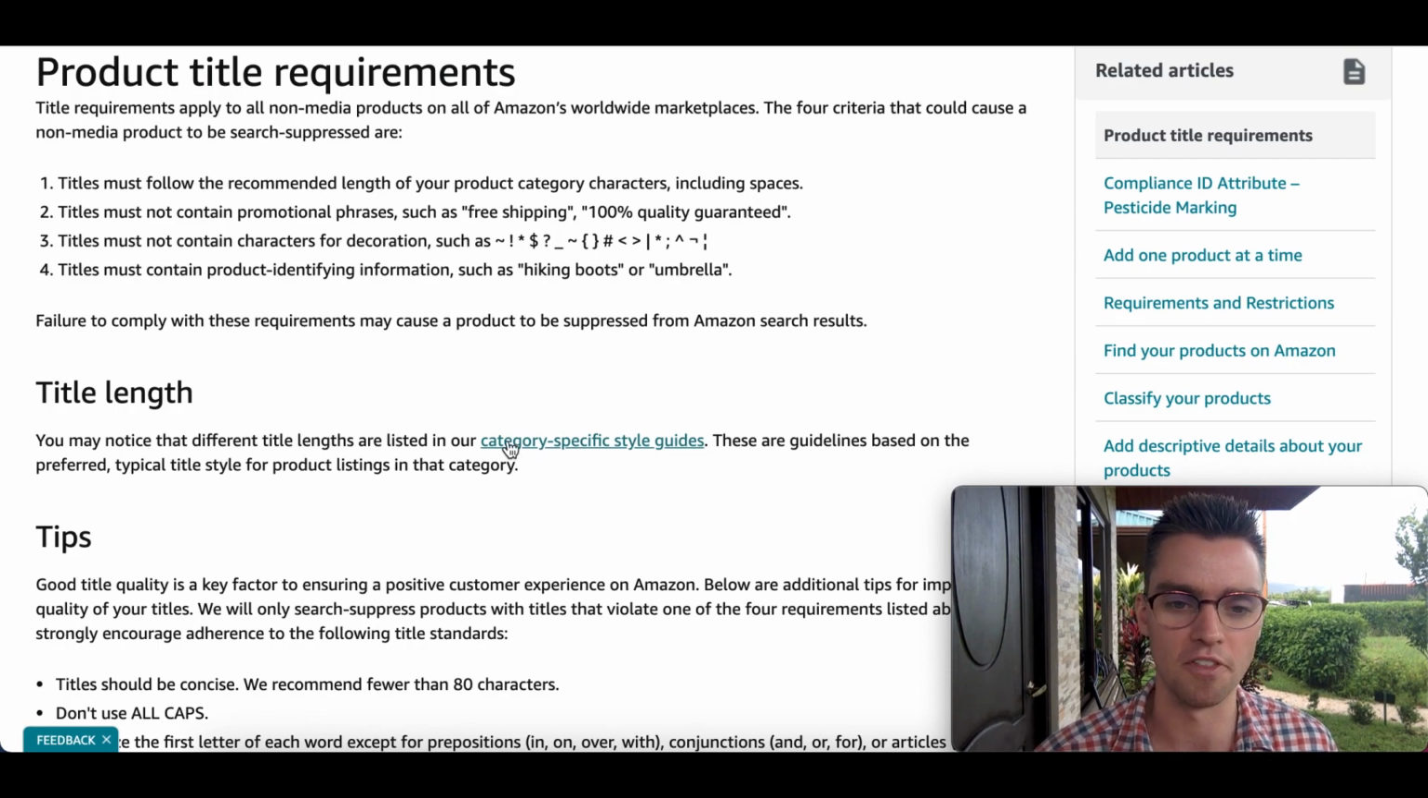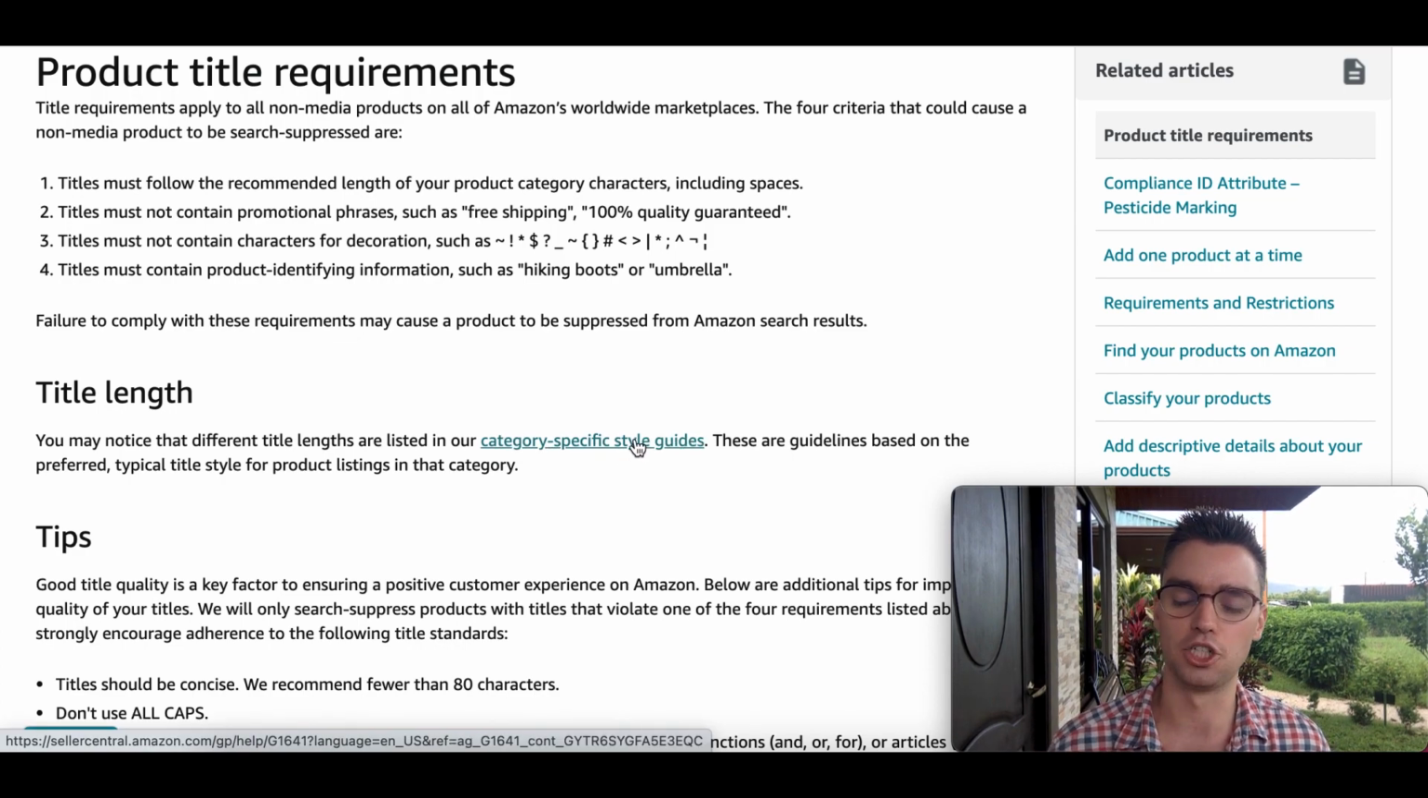To find this information, and it'll depend on your specific category and product, go to this page that I've linked below. You can click on category specific style guides, click on this link, and this should show you the specific title character limit as well as some other requirements for your listing for your specific category. So that's number 1.